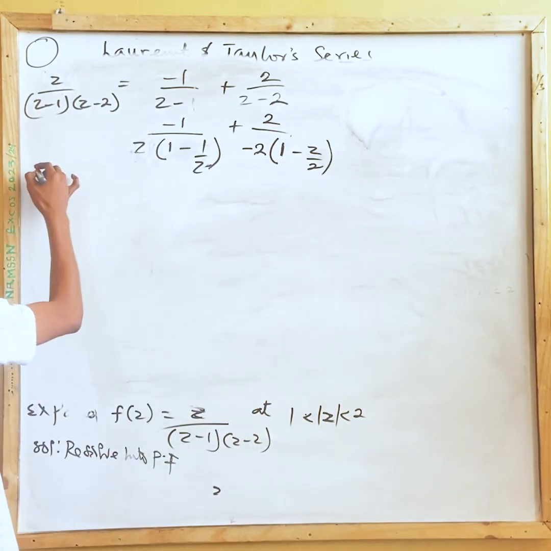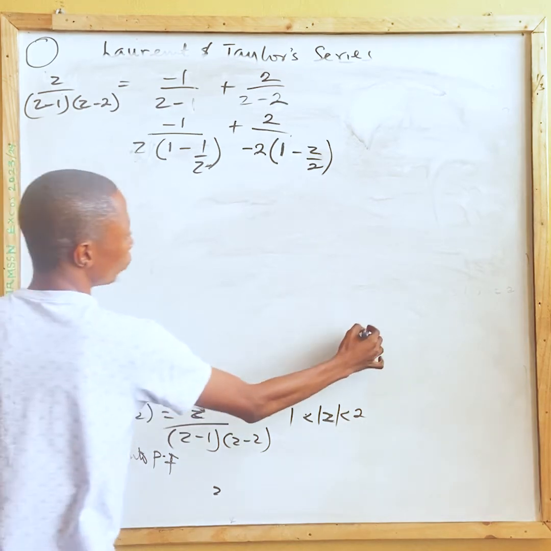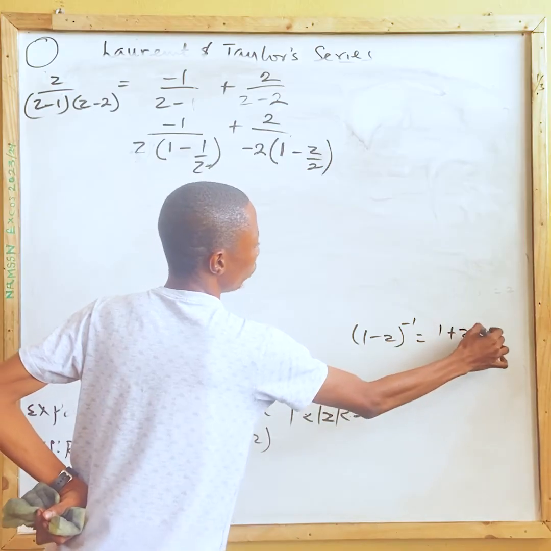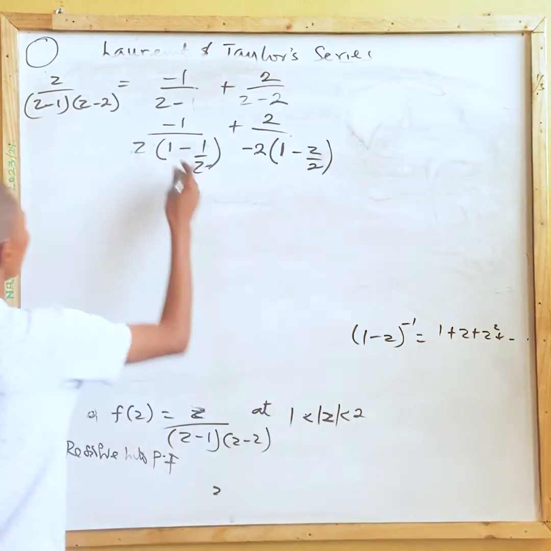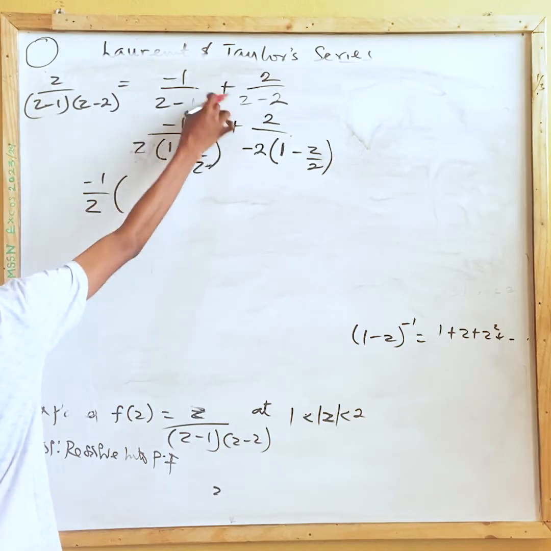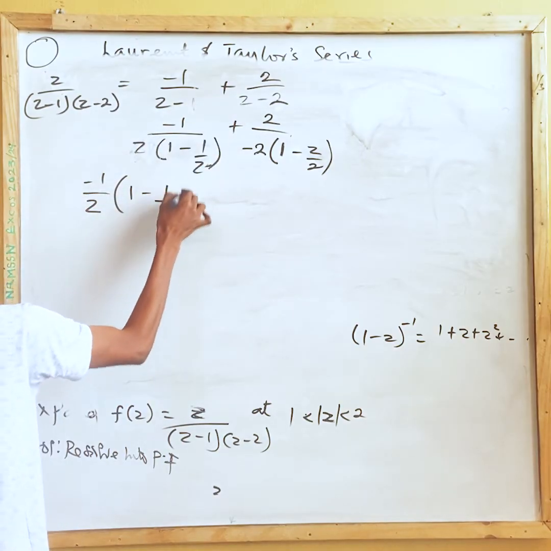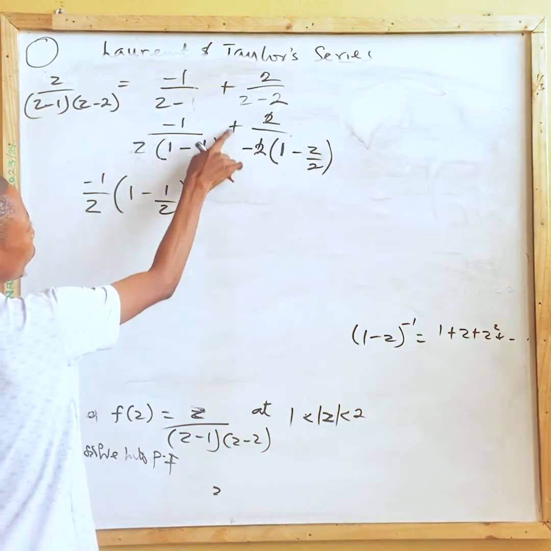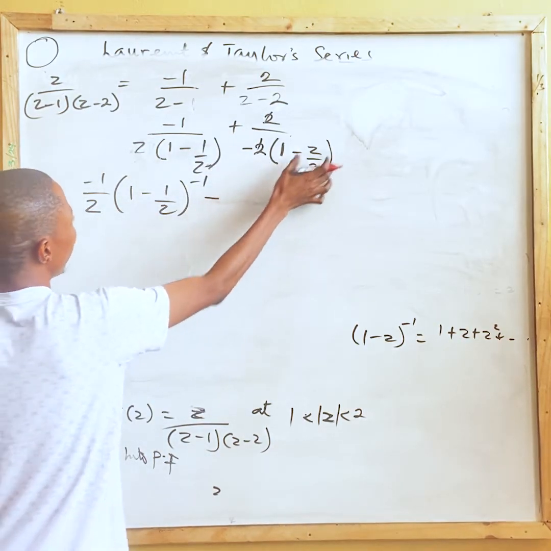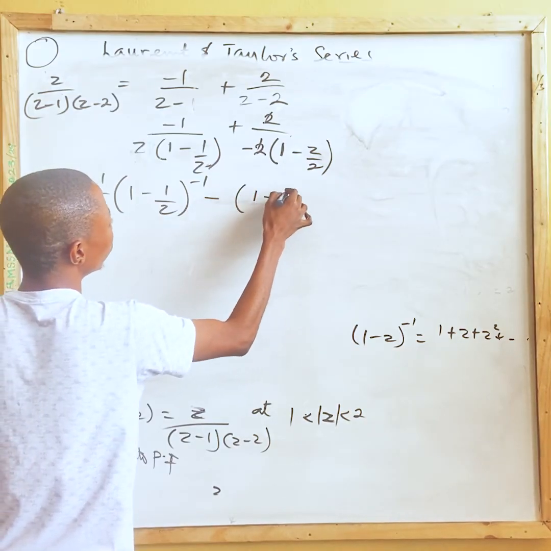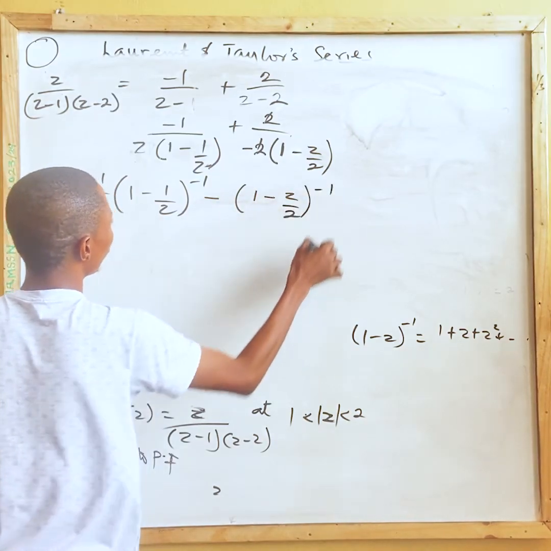And don't forget, we've already established that whenever we're having something like 1 minus z raised to power minus 1, it will be 1 plus z squared, and so on like that. So we're having minus 1 over z into bracket. If I raise these two up, it will be 1 minus 1 over z raised to power minus 1, right? 2 cancel 2. Plus times minus minus. If I raise this one up, it will be 1 minus z over 2 raised to power minus 1.